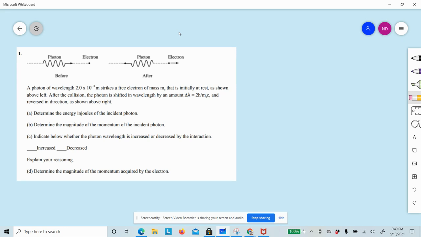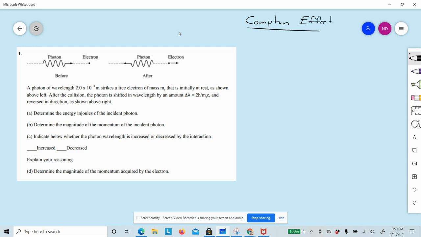All right, so we're going to walk you through this typical problem of a modern physics problem from an AP exam. In this problem, a photon collides with an electron. This is called the Compton effect.